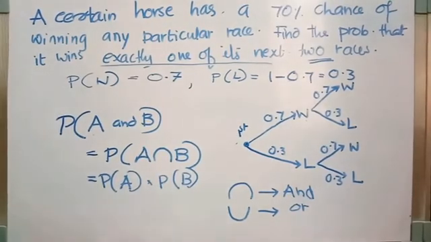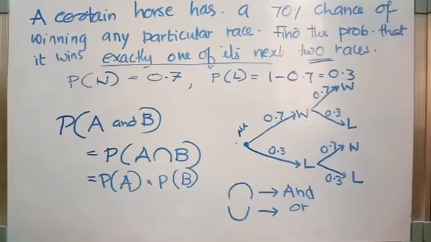So remember, probability of A and B, or probability of A intersection B, is equal to probability of A into probability of B. This is the same rule we use for dependent events also, but with certain changes. When we discuss dependent events, we'll go through that.